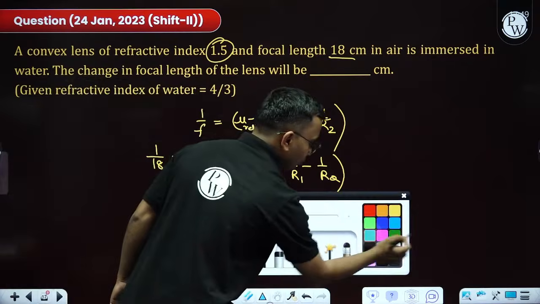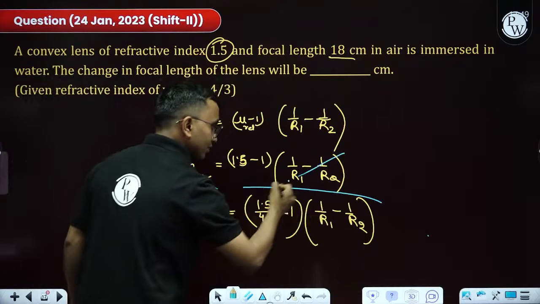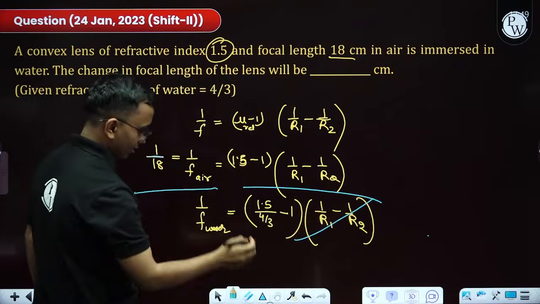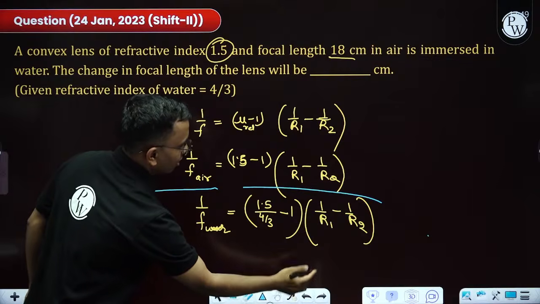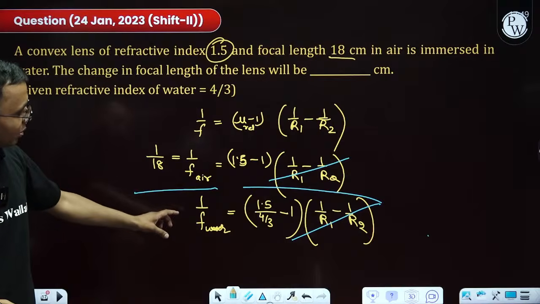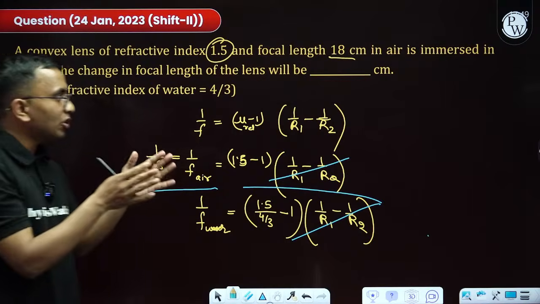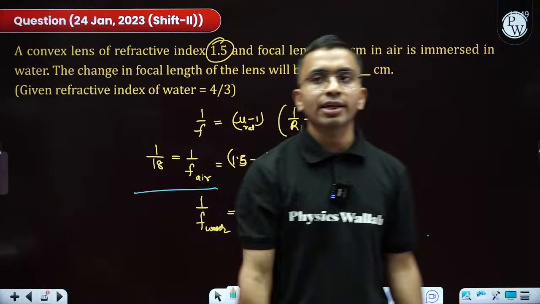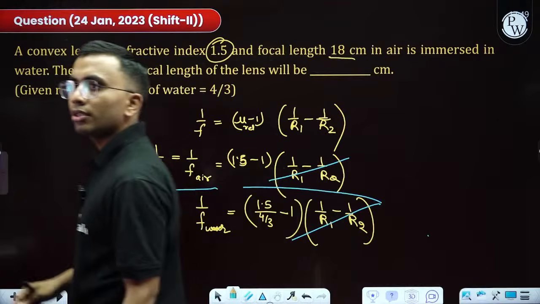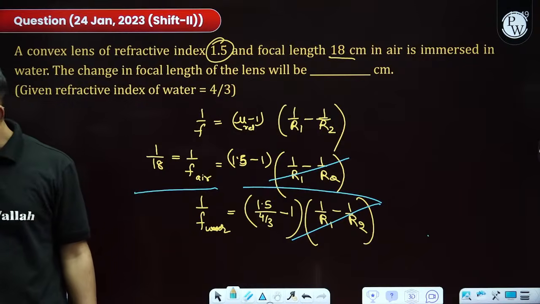Now divide these two equations, this equation and this equation. This constant part will get cancelled, and from here I'll get the focal length of that lens in water. Because I need the change, you can subtract the two to find the change. The difference is 54, somebody is saying. Okay.